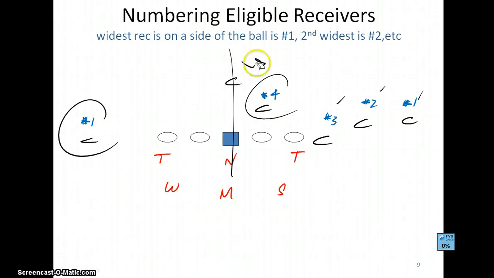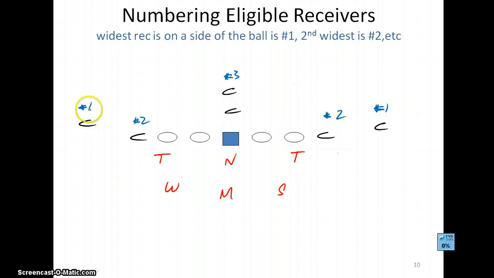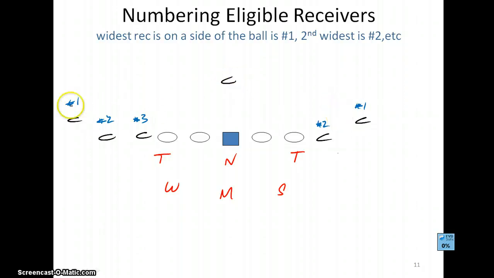Probably wouldn't quite consider this quads because he's inside the tackle box. More likely, we would call this a trips set with 3 eligible receivers here, 1 in the backfield and 1 split. And again, you see the numbering repeated: 1, 2, he's 3, he's 1, he's 2. So we always number from outside in: 1, 2, and 3, and again 1, 2 over here.